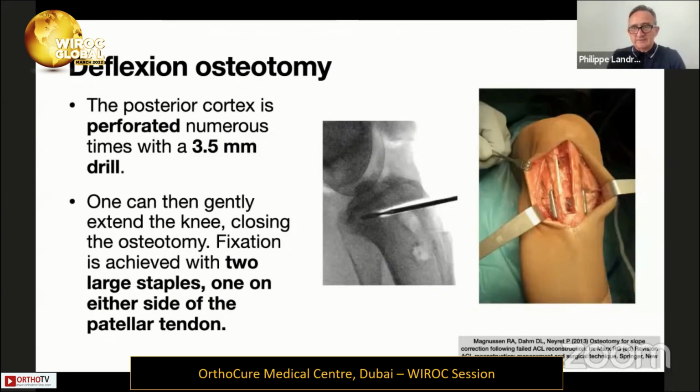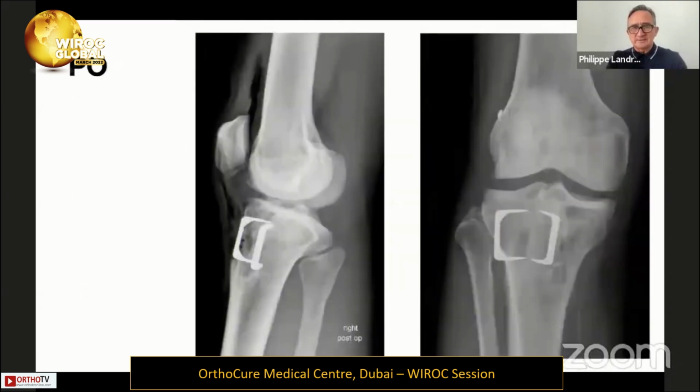So here it's anterior. If you want to correct a little bit of the varus or the valgus, you can remove more cortex on the medial or lateral side, usually lateral because it's a varus. Otherwise, pay attention to not create a varus or a valgus, usually varus. And then the fixation is very simple, no plate, 2 large traditional staples, and it works very well, one on either side of the patellar tendon.